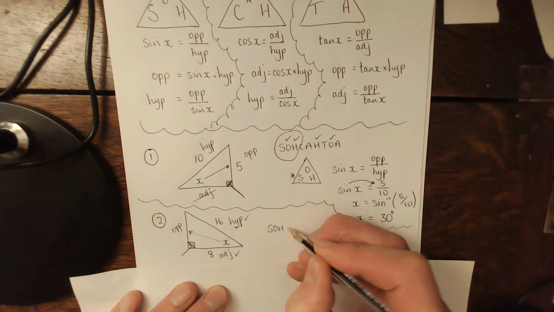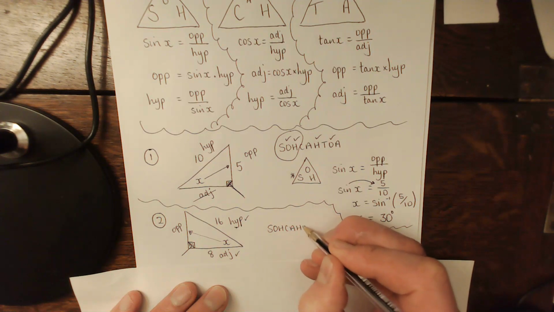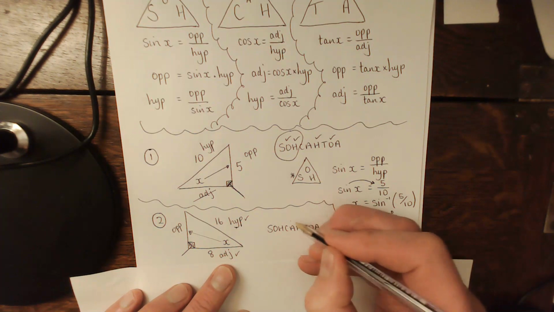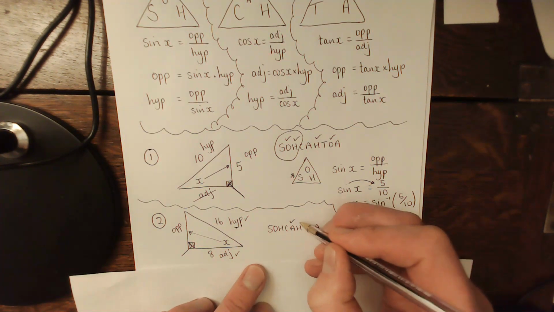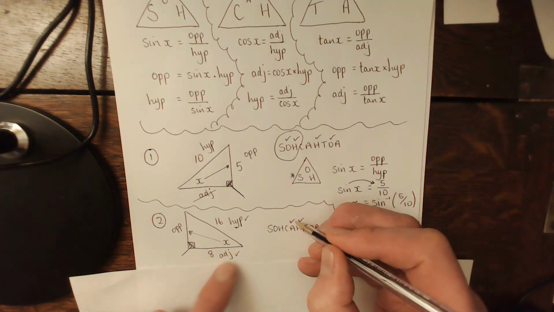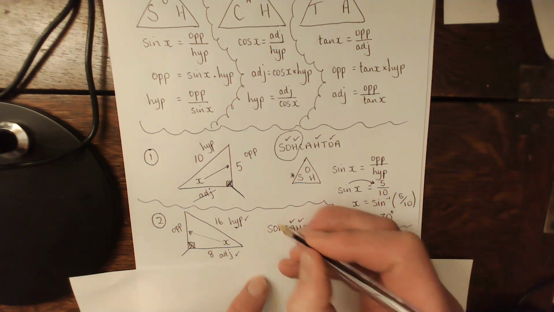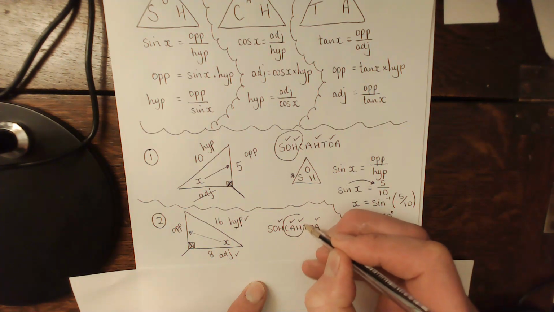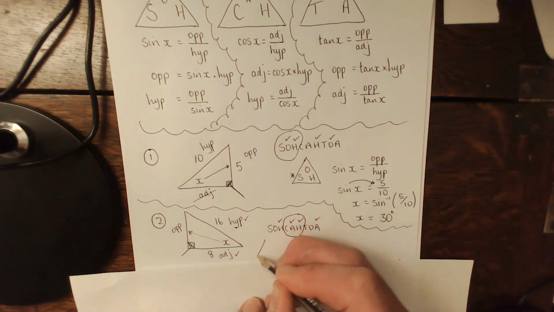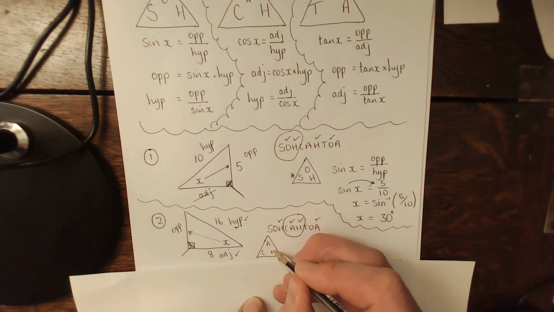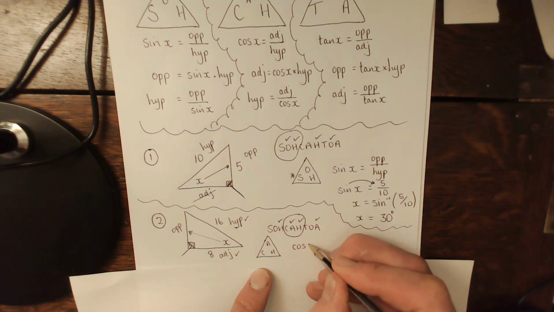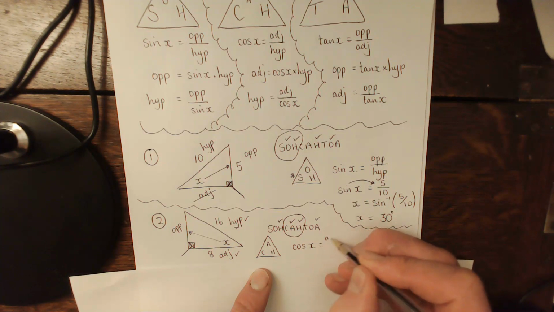So I quickly write out SOHCAHTOA. I have adjacent, I have my hypotenuse. So this time I'm going to use the CAH triangle. Here we go. It's above. If you need the formulae, I'm wanting the angle, so I'm going to do cos x is adj over hyp.